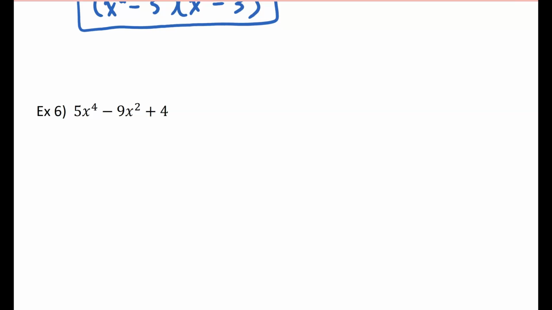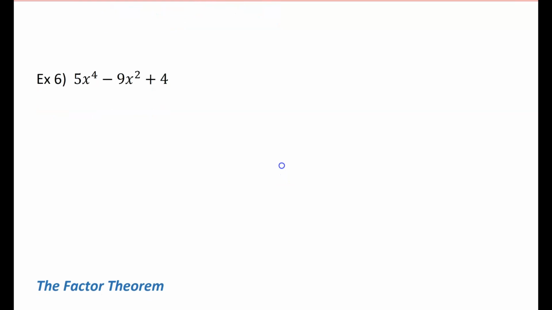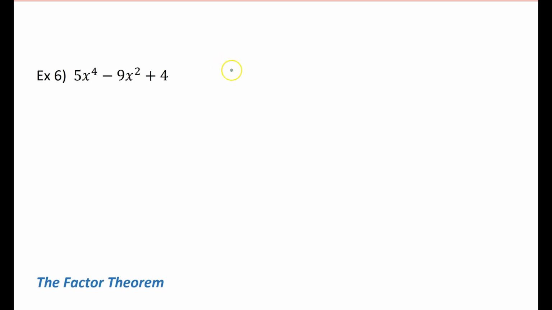So 5x to the 4th minus 9x squared plus 4. Again, I see that it is a trinomial, and I have a 4th degree in the first position, and my middle term is exactly half the degrees. So again, it'll fit the pattern of a quadratic, so I'm going to do the same thing. I'm going to use a different letter this time. I'm going to let b equal x squared. So this is going to become 5b squared minus 9b plus 4.